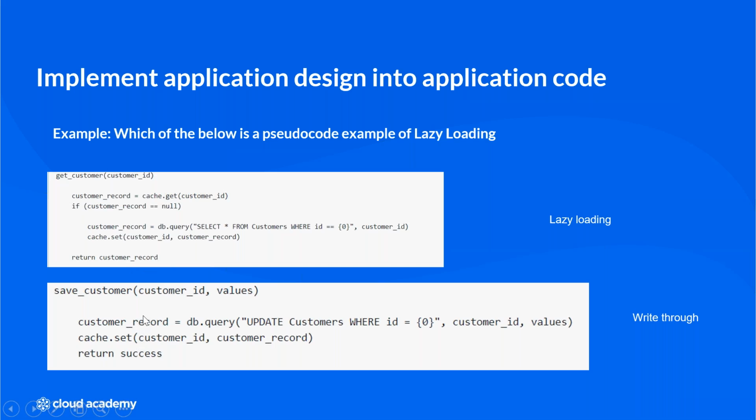Down here is just write through, which is when you're writing stuff. So it's just the customer record. So we're saving a customer. That's the first clue right there. Get customer, save customer. It's equal to a database query where we're updating the customer ID, and we're just setting the cache immediately. So two different scenarios, two different versions or reasons to use these. Hopefully you got that this was lazy loading.